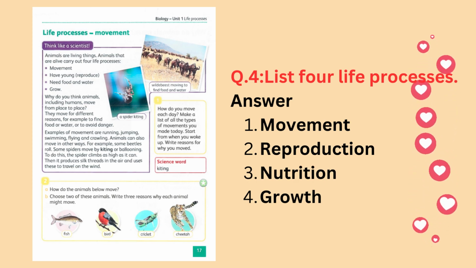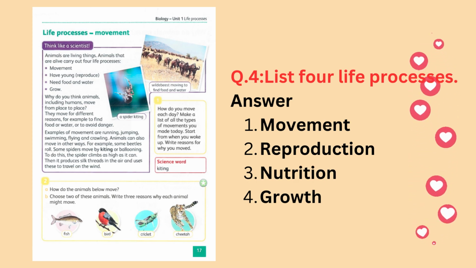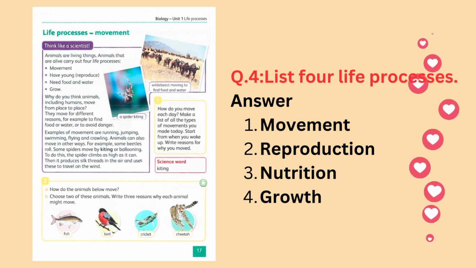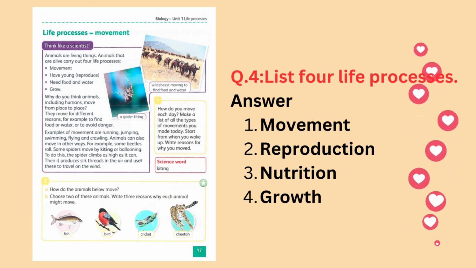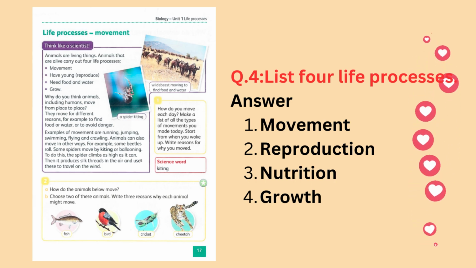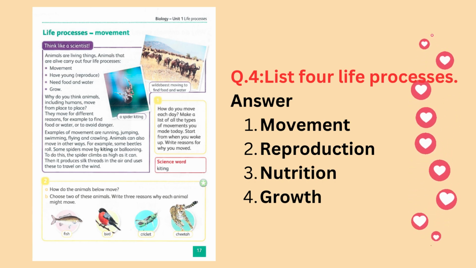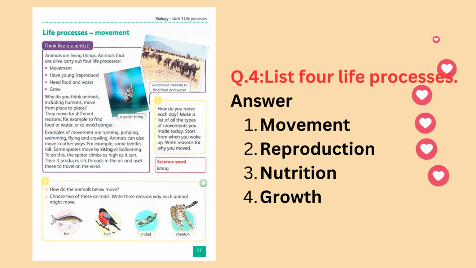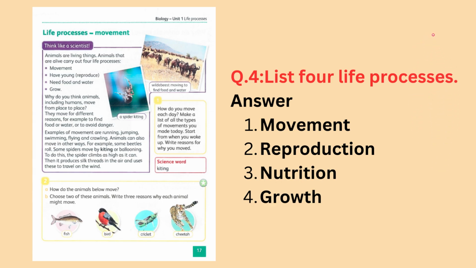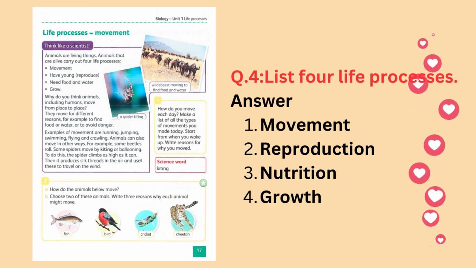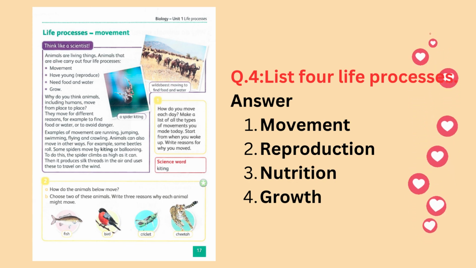Now life processes. Movement. Think like a scientist. Page number 17. Animals are living things. Animals that are alive carry out four life processes: movement, have young, reproduce, need food and water, and grow. So list the four life processes: movement, reproduction, nutrition, and growth. Why do you think animals, including humans, move from place to place? They move for different reasons. For example, to find food or water, or to avoid danger. Examples of movements are running, jumping, swimming, flying, and crawling.